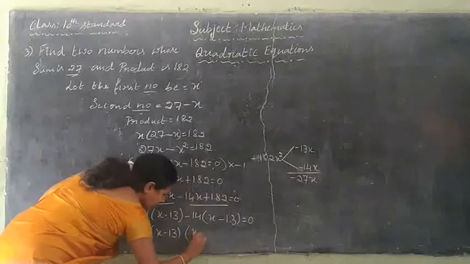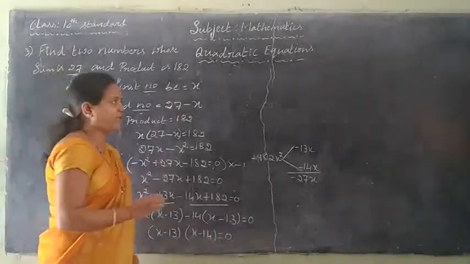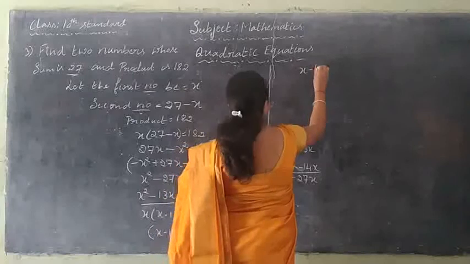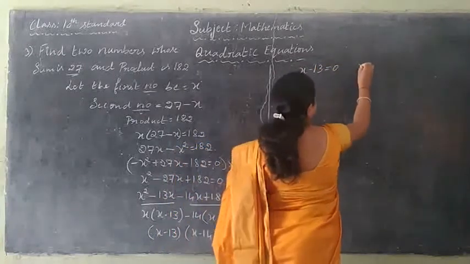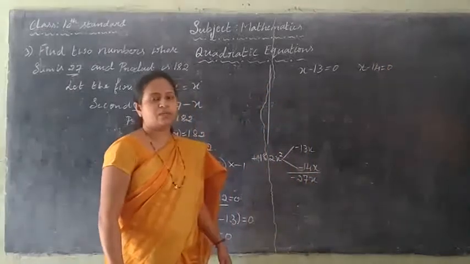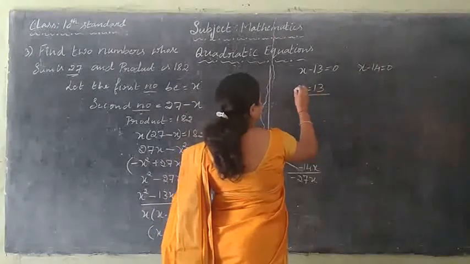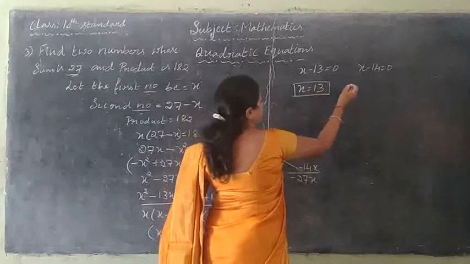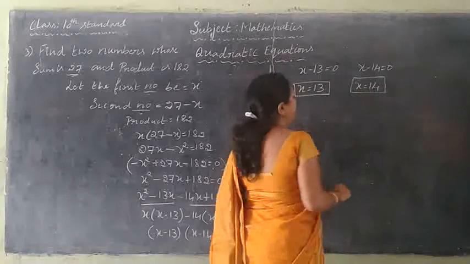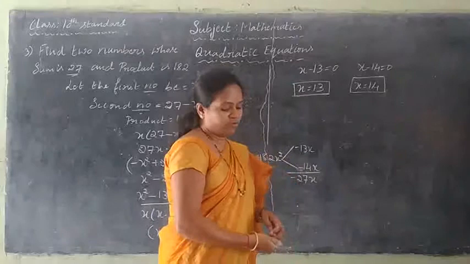Remaining is x minus 14 is equal to 0. Next we have to equate it to 0, children. x minus 13 is equal to 0. In the same way, x minus 14 is equal to 0. Transfer minus 13 to the right hand side. x is equal to 13. Here, x is equal to 14. So we got the two values for x, children, that is 13 and 14.